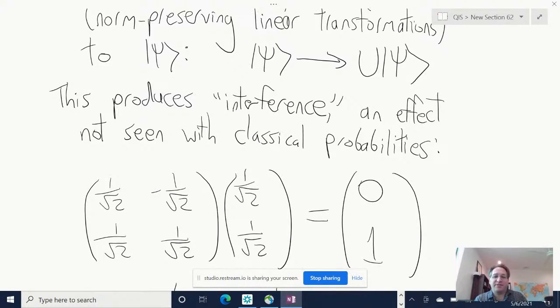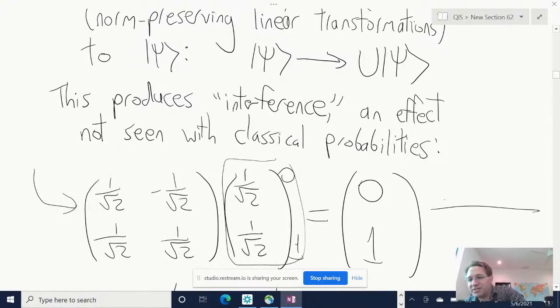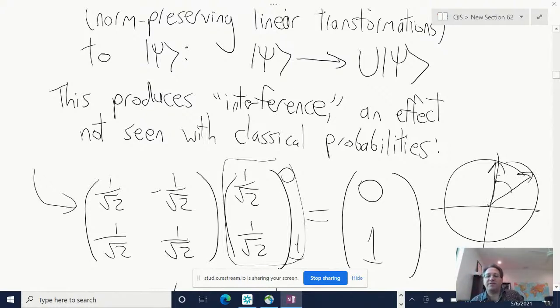Here's a very simple example. I could have a vector of amplitudes like 1 over root 2, 1 over root 2. This is called an equal superposition of the zero state and the one state. This component represents the amplitude of zero, this component represents the amplitude of one. I could then take that vector of amplitudes and apply to it some 2x2 unitary matrix, such as this matrix right here, which basically just corresponds to a 45 degree counterclockwise rotation in the plane. So if I think of my original vector as pointing like this, then it's just going to rotate my vector by 45 degrees and give me this vector here, 0, 1. Which means now my qubit is definitely in the state 1, and it has 0 amplitude for being in the state 0.